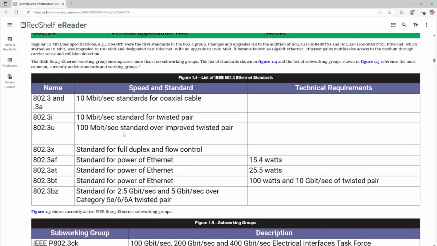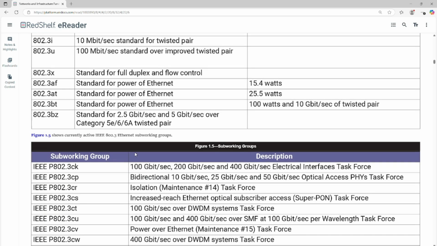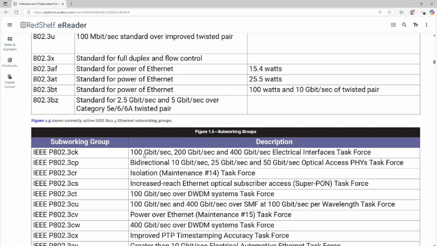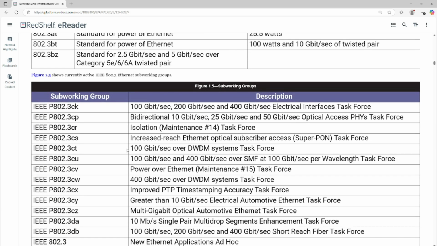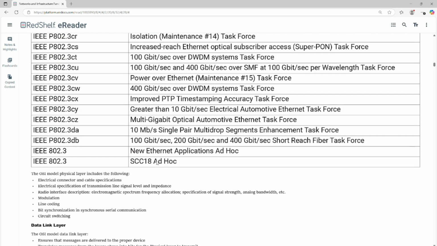The next two tables, which are the one on Figure 1.4 and the one on Figure 1.5, represent the following. The table on Figure 1.4 is a list of Ethernet standards, 802.3 Ethernet standards. Please just go through this and get yourself acquainted with these Ethernet standards. The table on Figure 1.5 on sub-working groups just gives you a list of Ethernet sub-working groups. So just get yourself acquainted with this. So read it.